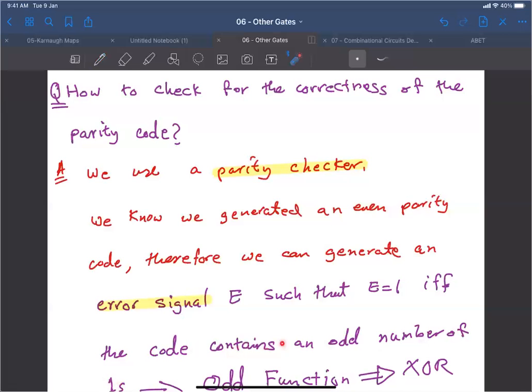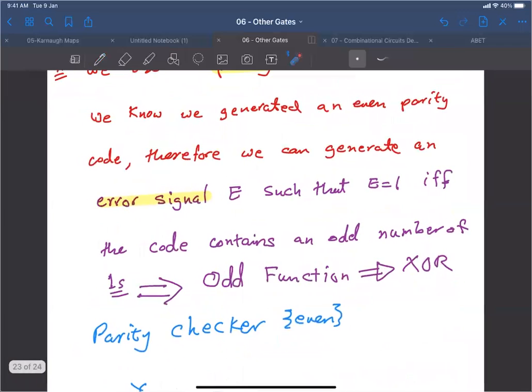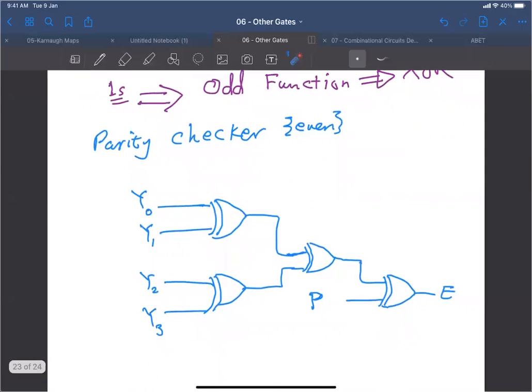What is this? It is an odd function, right? It is nothing but an odd function, and for an odd function we use XOR again. So the even parity checker is nothing but this. We take the code, XOR the bits of the code together, and then XOR them with the parity bit. If the error is 1, then you get an error. If the error is 0, then probably your code is correct.